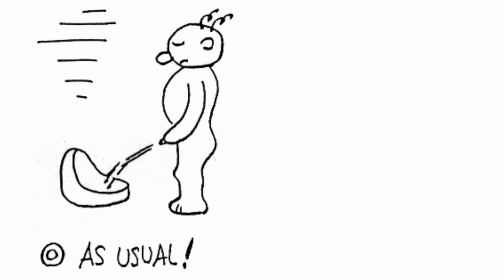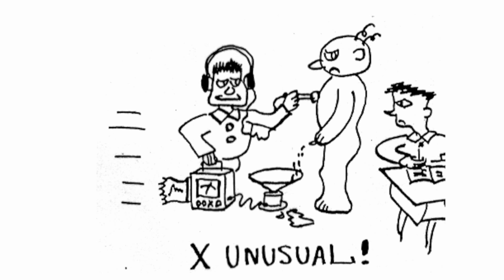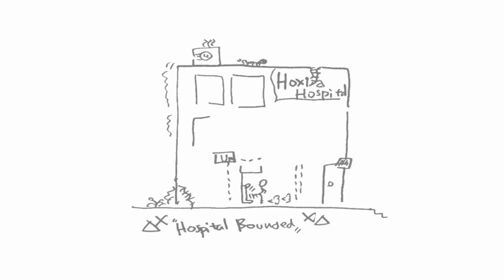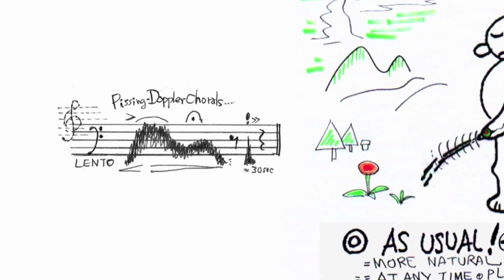Measurement of pissing must be in a usual environment. Any unusual situation changes it to unusual. Hospital-mounted device will never be ideal in this sense. Do it for yourself in your living environment is the best way.